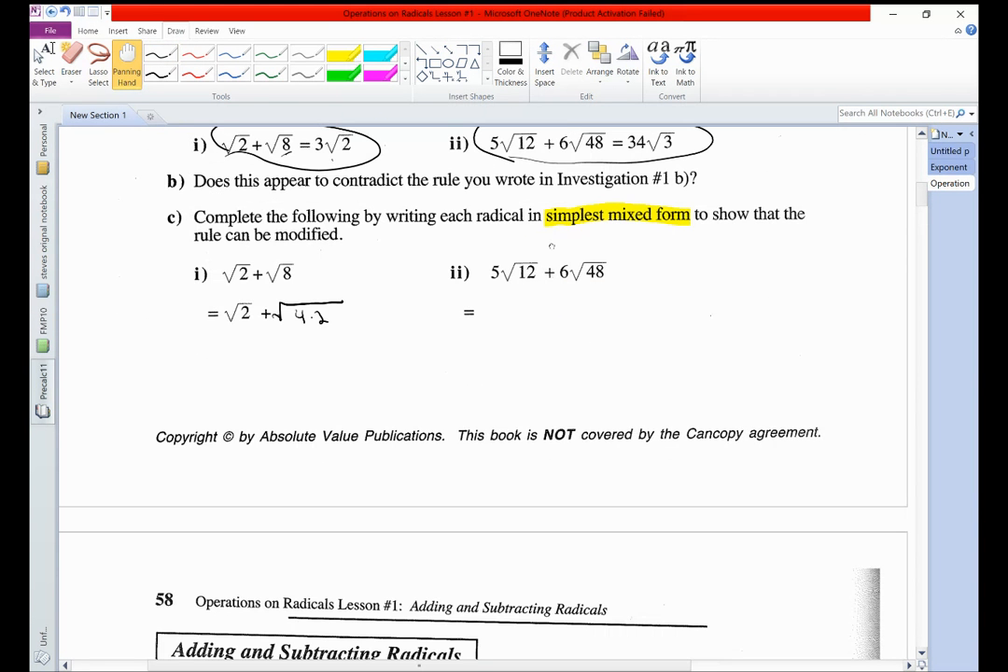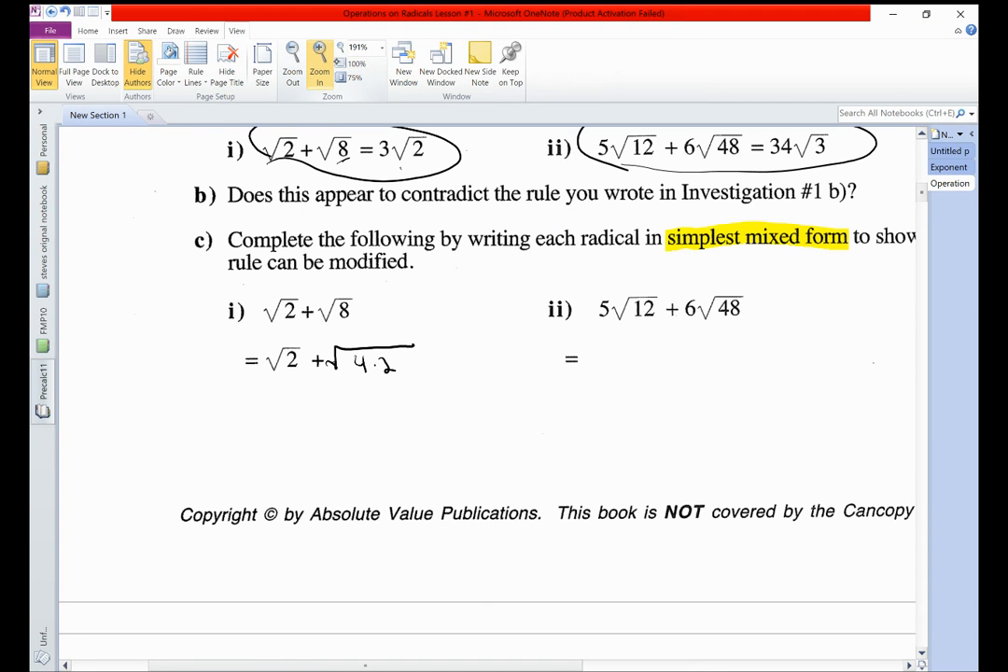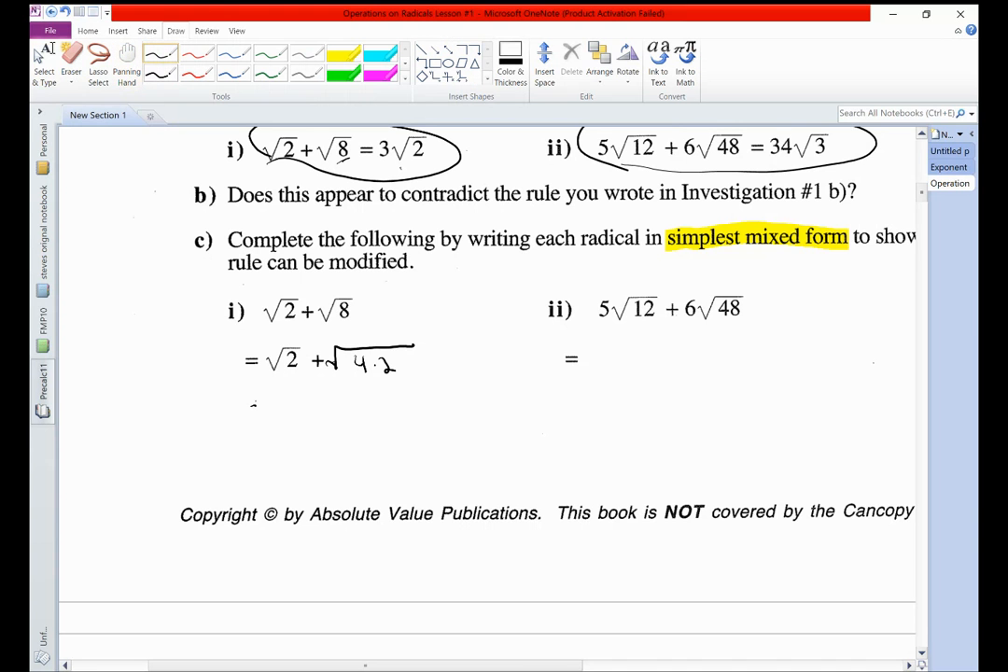And what we can do from there is first zoom this in so that I don't have to write so small. We now have the square root of 2 plus square root of 4 times the square root of 2. And we can simplify that even further. Square root of 4 is 2. So now I have the square root of 2 plus 2 root 2.